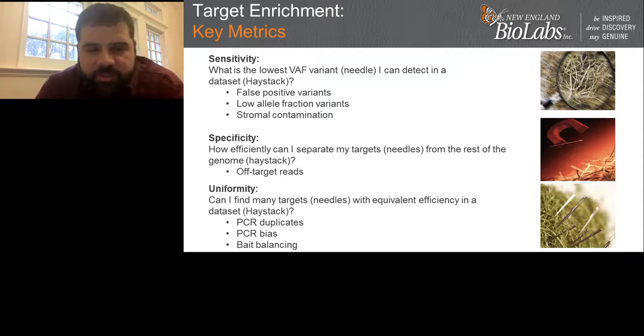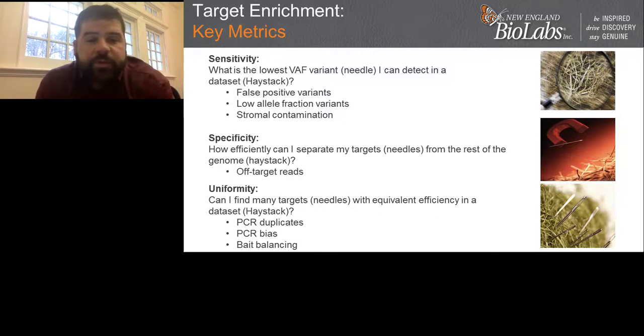And a way to think about that is, what is the smallest needle that I can find in a big haystack? And this is determined based off of multiple factors, including false positive variants and presence of those, the actual allele fraction and trying to get to very low allele fraction variants, as well as, we talked about some of the stromal contamination that can make it difficult to call variants based off of the actual cells that are used as an input into the assay.